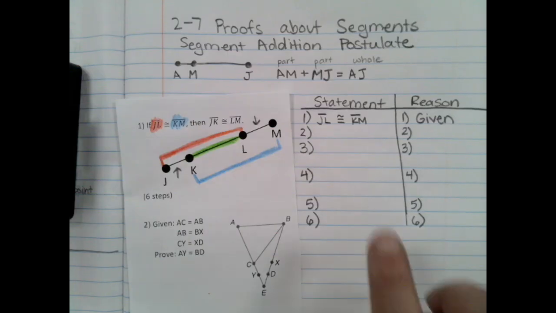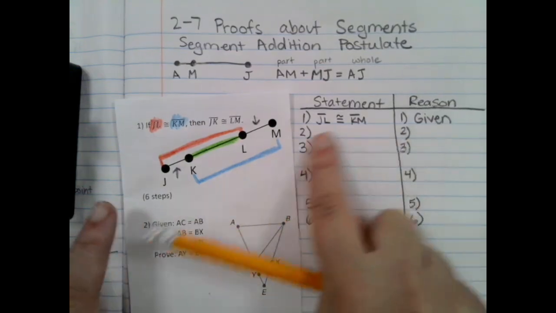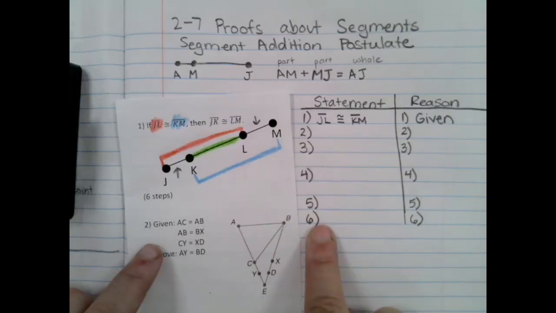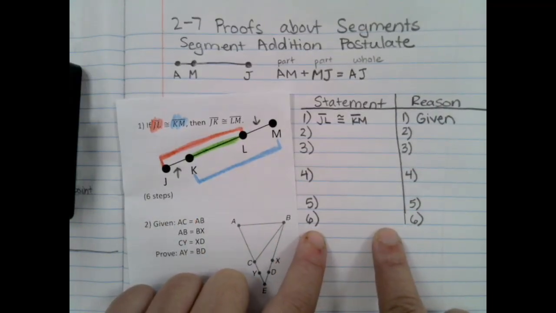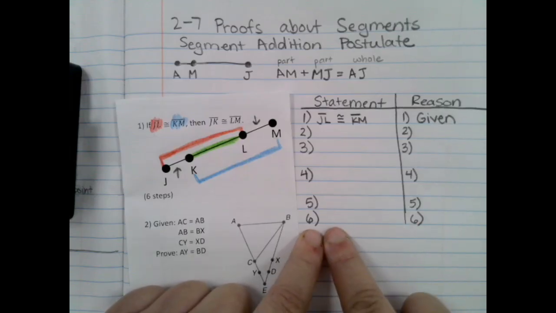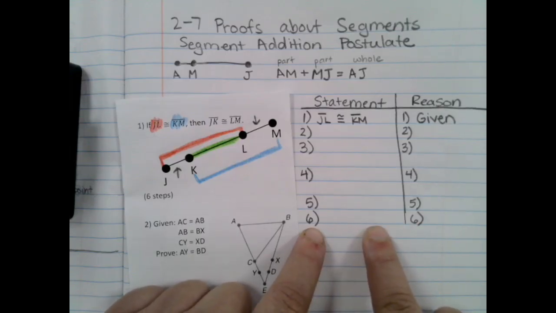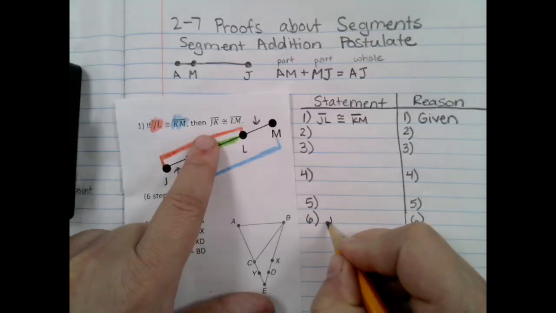Okay. And then the last thing that we can do before we fill any of our steps out, since we know it's 6 steps, we can know what we want to end with. We know the conclusion. What is our conclusion? What do we want to end with? JK is congruent to LM.